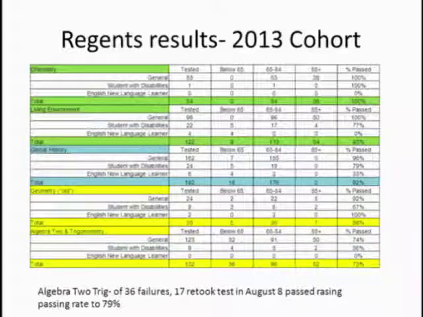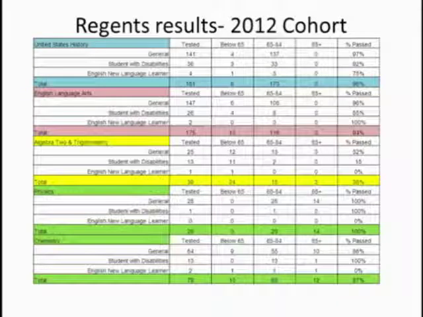So it's not right. We had several children take it again in August, which is very difficult because you're in the summer, you're not in a regular class, but we did have another number of students pass that brought that passing rate up to 79. Same phenomena happened to the students that took algebra trig here as well. So these are our current seniors.